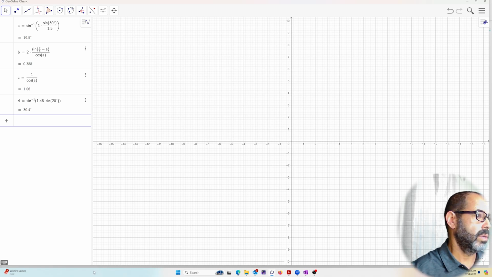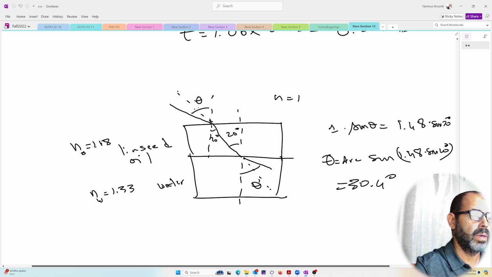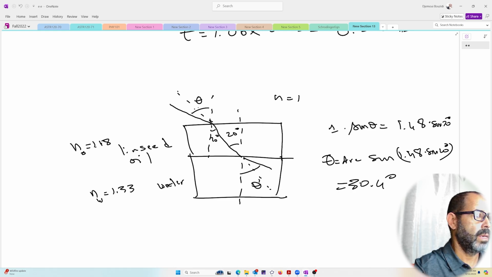30 degrees, so let's go back here. This angle is more than 20 degrees, and according to the answer, it's 30.4 degrees. The angle theta prime also should be bigger, because the index of refraction is 1.33, whereas the index of refraction here is 1.48. But it should not be bigger than 30.4 degrees. So it's going to be between 20 degrees and 30.4 degrees.